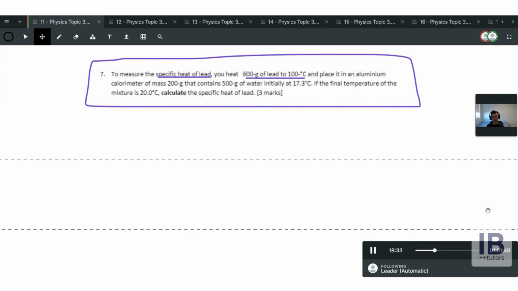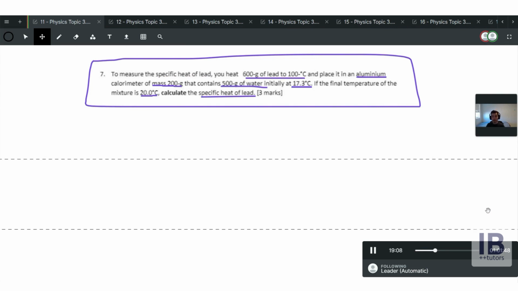So what's the next piece of important information? Aluminium container. So you have aluminum, 200 grams, that has 500 grams of water, initially at 17.3 degrees Celsius. And the final temperature is 20 degrees Celsius, for the mixture. And then what we're looking for is to calculate the specific heat of lead. So we had already underlined that, but let's say we delete this here and we keep this. Cool. So we've read it once, we've read it a second time, and we've underlined it.